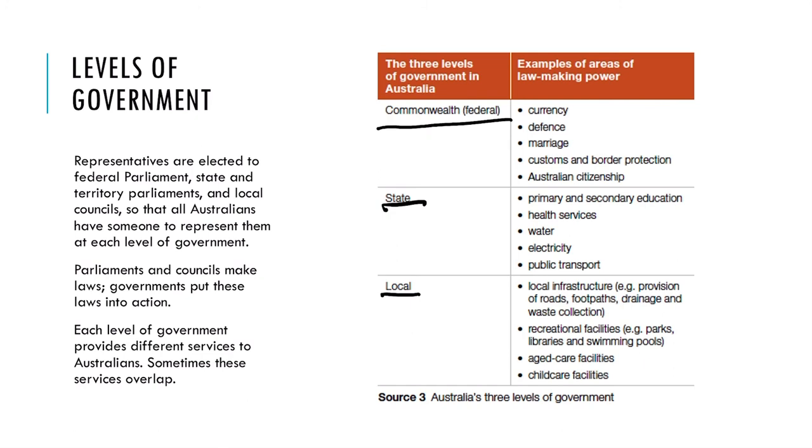Parliaments and councils make laws, and the governments put these laws into action. That's a little concept known as the separation of powers, which will be the subject of lesson 2 in this series. Each level of government provides different services to Australians, and sometimes these services can overlap. And in that case, it's a really interesting discussion about whose laws are actually more important or apply more in that case. So that's it for this introductory video.